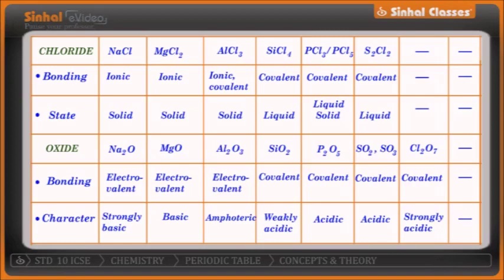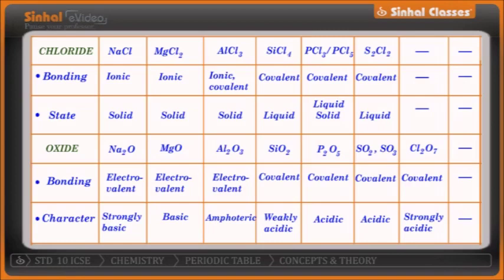In case of bonding with respect to NaCl, that is sodium chloride, you will have ionic bonding. It is between metal and non-metal, so there will be an ionic bond. Whereas in case of MgCl2, again an ionic bond. AlCl3, both ionic as well as covalent. Whereas SiCl4, that is silicon tetrachloride, forms a covalent bond. PCl3 and PCl5 form again a covalent bond. And S2Cl2, it's again a covalent bond.